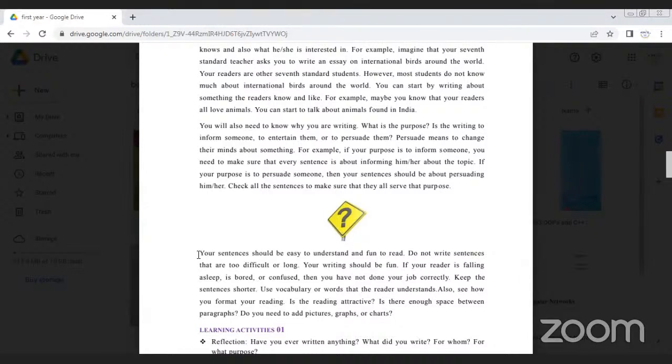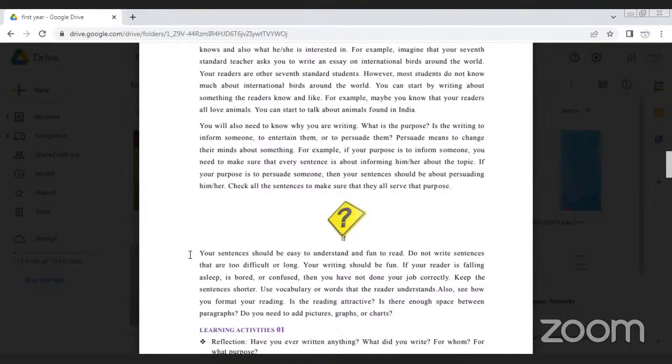Your sentences should be easy to understand and fun to read. Do not write sentences that are too difficult or too long. Your writing should be fun. If your reader is falling asleep, is bored or confused, then you have not done your job correctly. Keep the sentences shorter. Use vocabulary or words that the reader understands. Use smaller sentences.